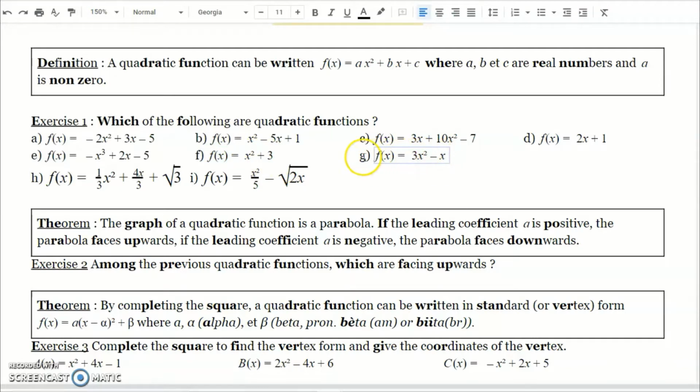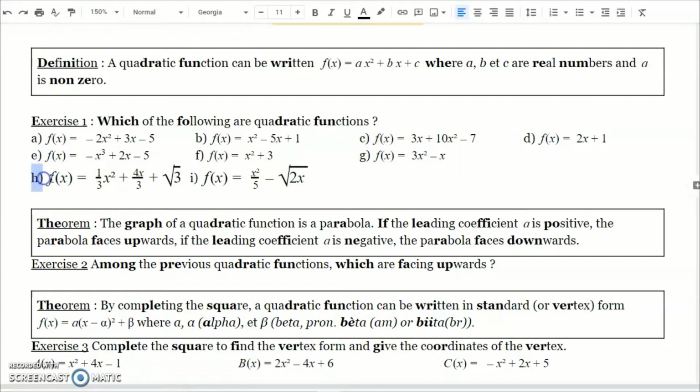And G, f of x is equal to 3x squared minus x, a is equal to 3, b is equal to negative 1, and c is equal to 0, and it's allowed. So this is a quadratic function.